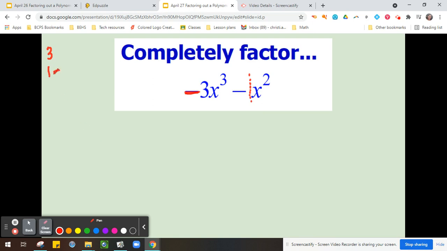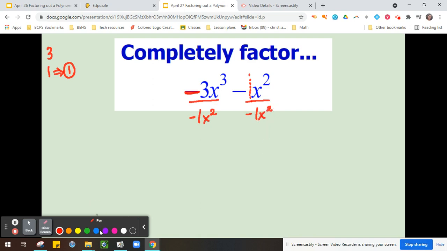Well, 1's the lowest. The only thing that goes into 1 is 1. Does 1 go into 3? Yes. So we know part of our GCF is going to be 1. However, because our leading coefficient is negative, that's going to be a negative 1 for our GCF. Then we see that x to the third has 3 x's and x to the second has 2 x's. So they both have at least 2 x's that can be factored out.